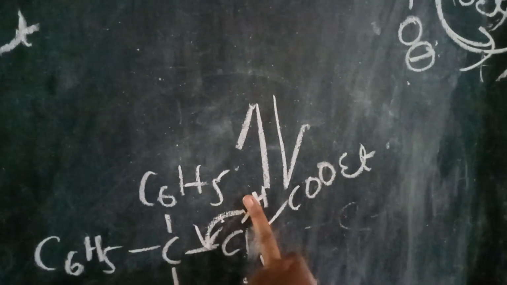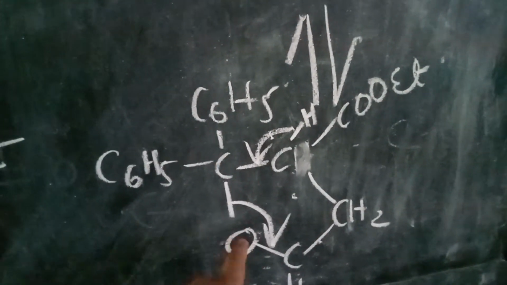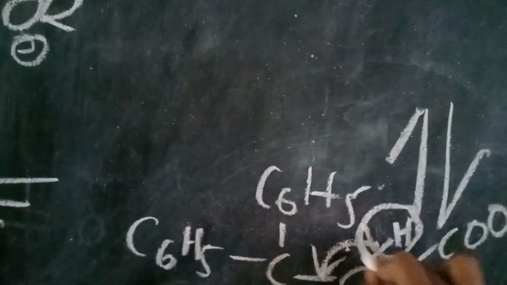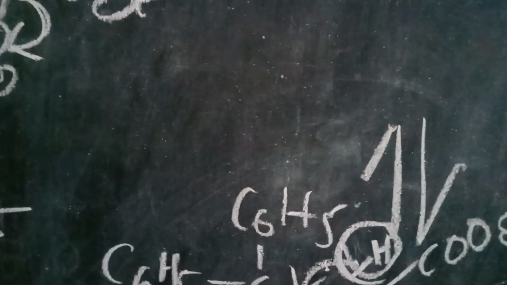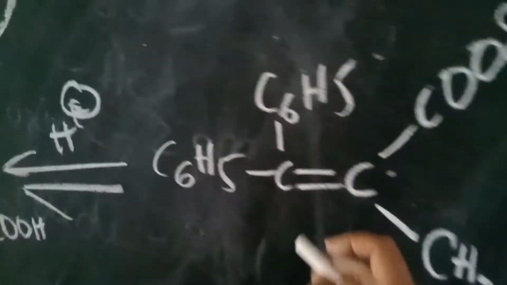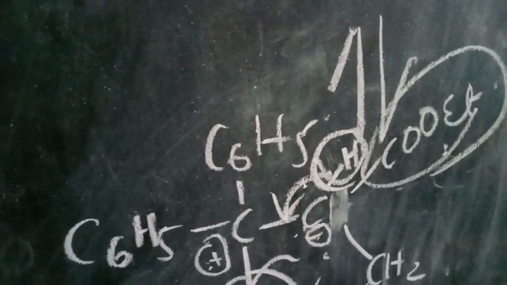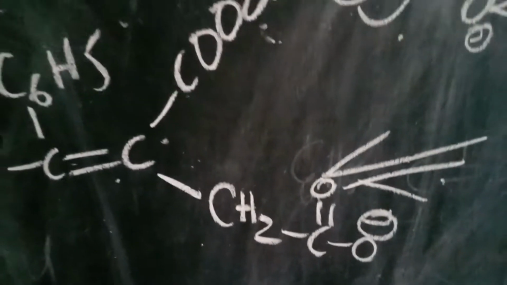In the next step, elimination of proton. From here a proton is eliminated, the bond between oxygen and carbon is broken, and hydrogen is eliminated. This carbon gets a positive charge and this carbon gets a negative charge. Both charges form a double bond like this, C double bond C, and this carbon has the ester group COOEt, and in continuation CH2 C double bond O minus.